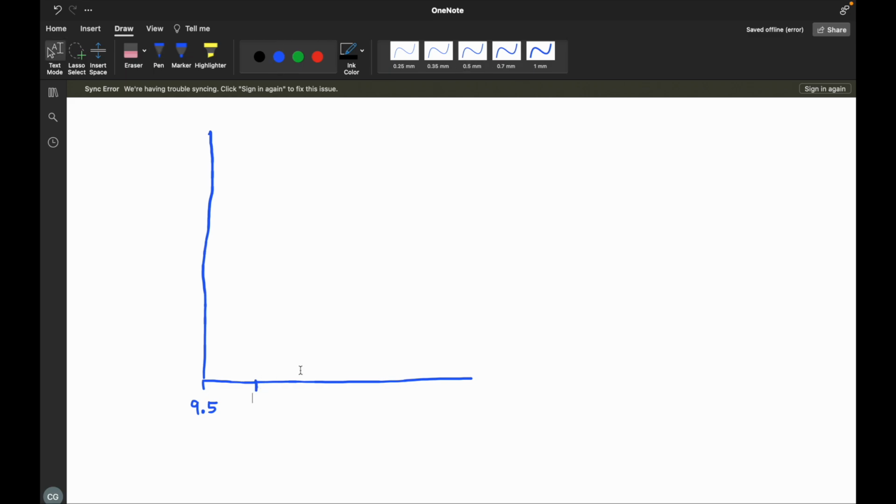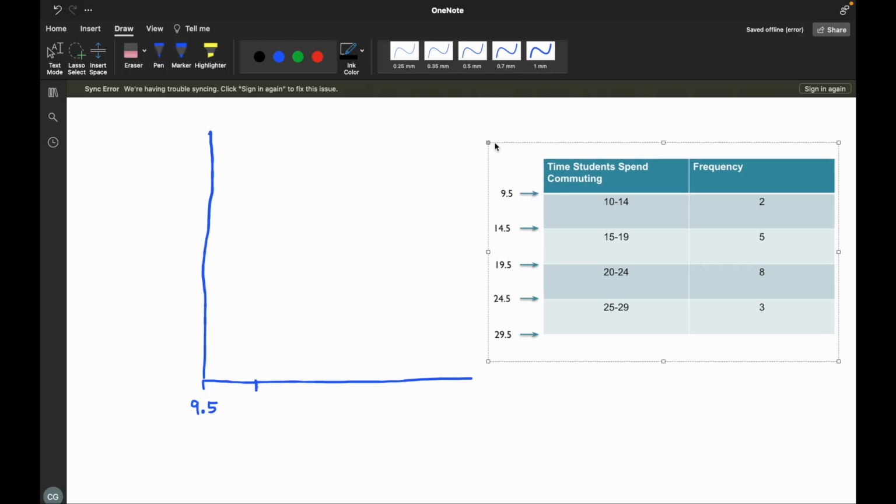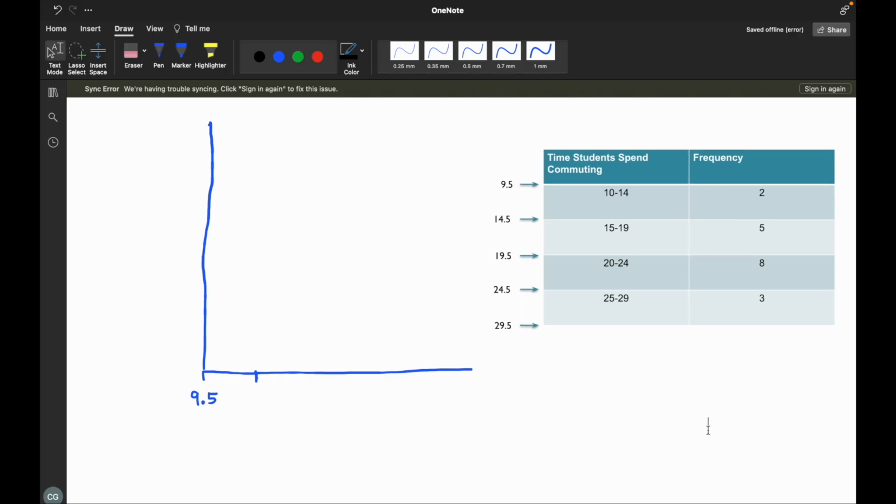Okay. So let's bring this over here so we could see. All right. So y'all can remember now. Our first boundary was 9.5. Our second boundary was what? 14.5. And we try to do this with even spread because they have the same class width.